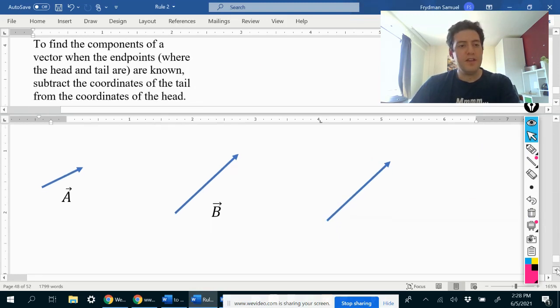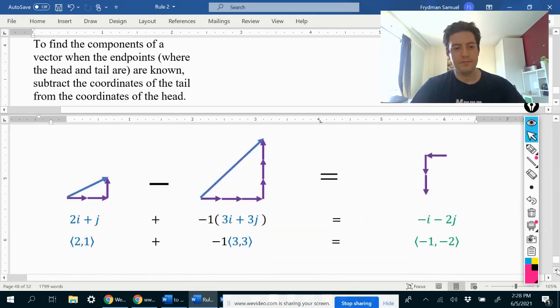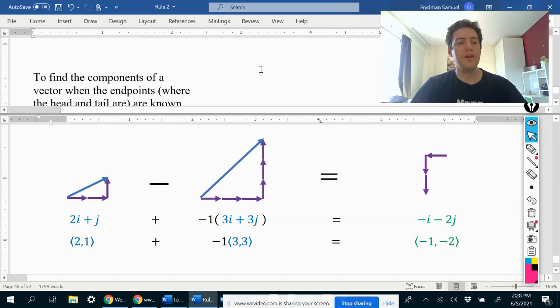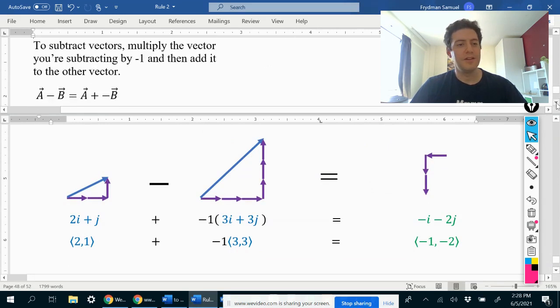To find the components of a vector. Oh, actually, I forgot something. Whoops. Let's continue. Okay, let's go back to here. My bad. I wanted to talk about this before the other one, but it doesn't matter.